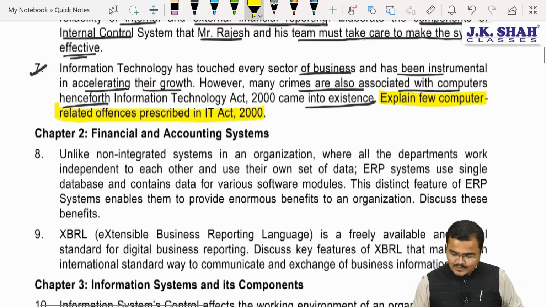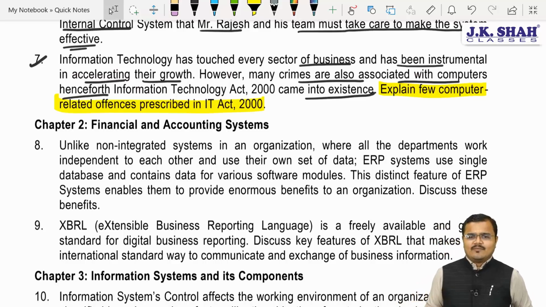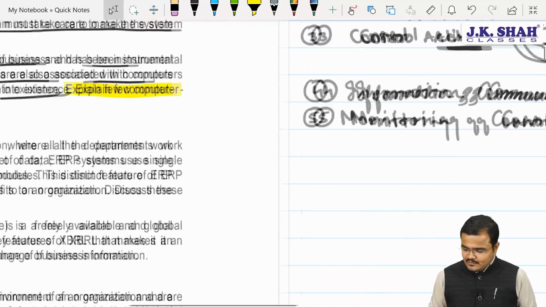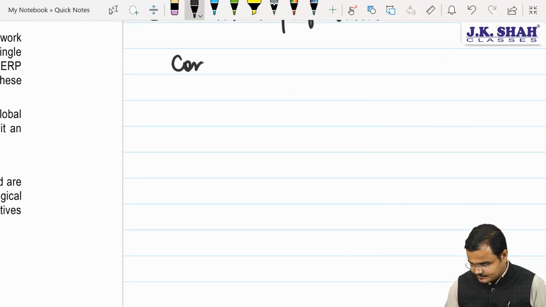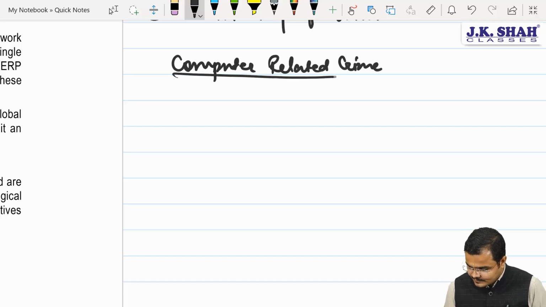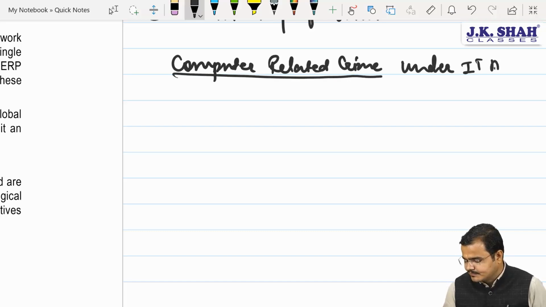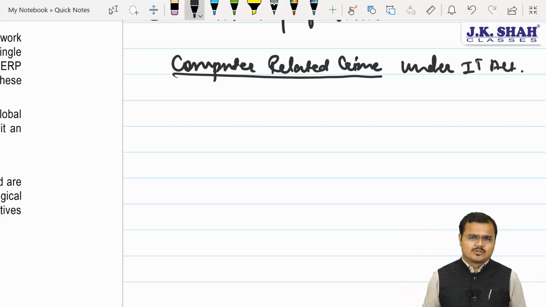Okay, now people, a few computer related offenses. What are the few computer related offenses? So number one, we know, chartered, that it's purely what we always consider a computer related crime under the IT Act. Correct chartered? Yes sir. IT Act of 2000, also with the amendment of 2008.